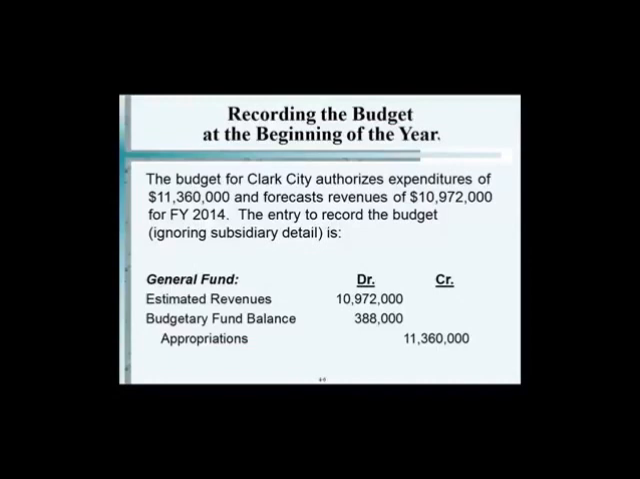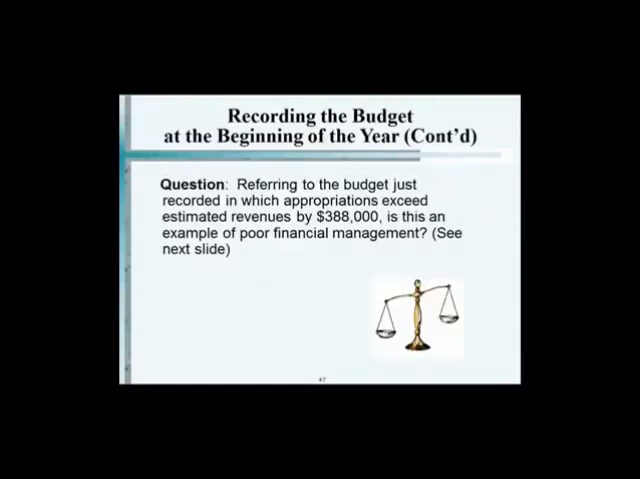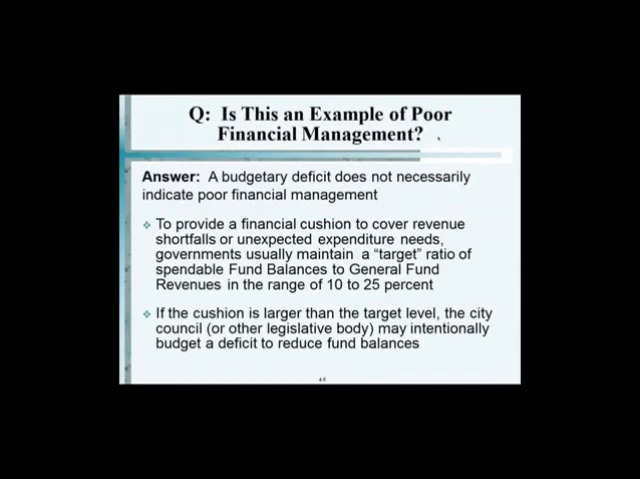When you see a journal entry like this, does it cause any concern to you? Is this an example of poor financial management? Yes. Well, let's look at the answer. Generally, when you debit the fund balance at the start of the year, that means you're using your reserves. And unless you have a very good reason, your revenues should always exceed your appropriations. Revenues should always exceed appropriations.